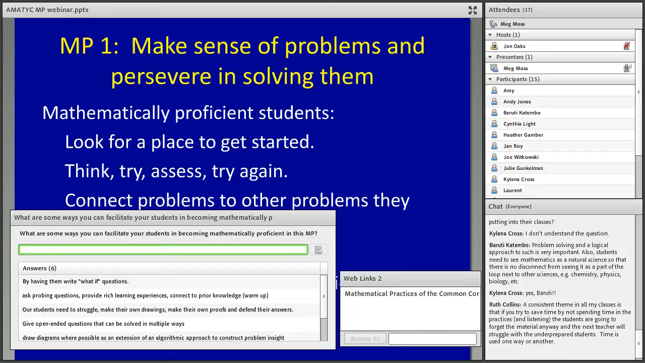Nice, nice. Yeah, diagrams, pictures, manipulatives, all those things can help make sense of problems. And I think I've already said this, but the mathematical practices are not mutually exclusive. They're all so related.